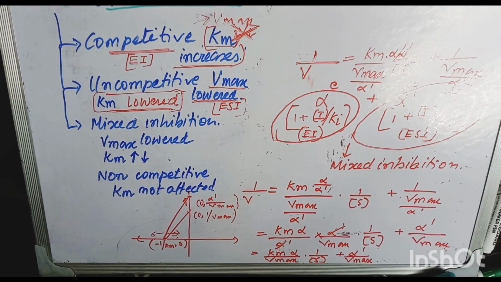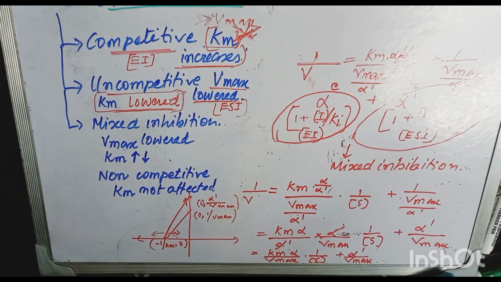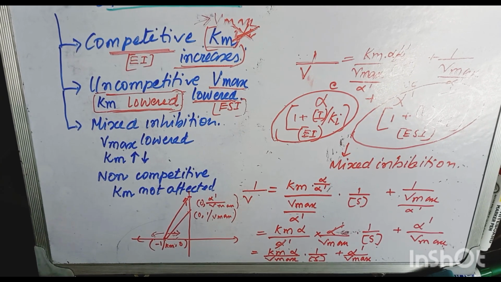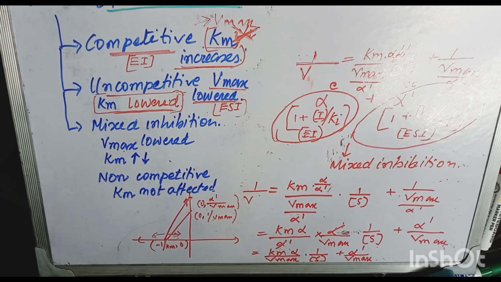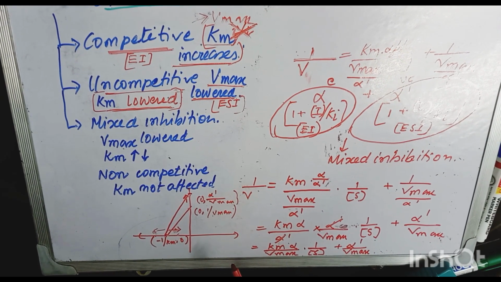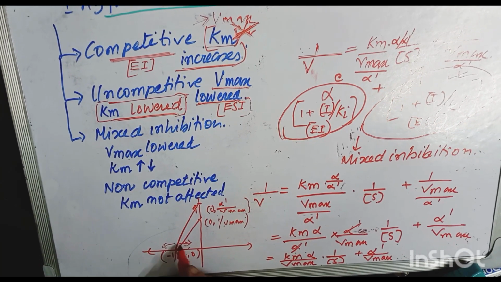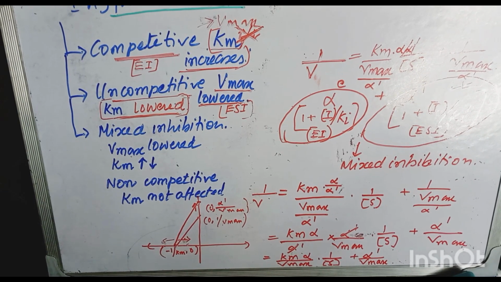In uncompetitive inhibition, we know that the Km value is lowered, the substrate affinity increases. In competitive inhibition, the Km value increases, that is, affinity is lowered. So it is both like that. So we cannot say in mixed inhibition which way the point will shift; it can shift either way.